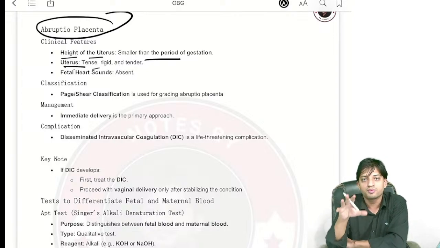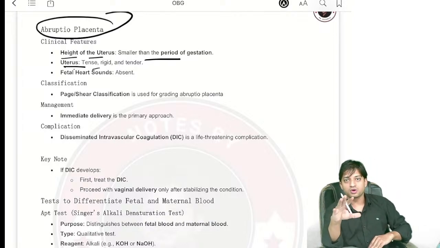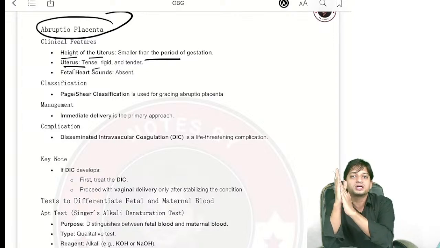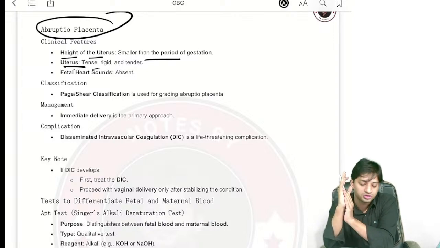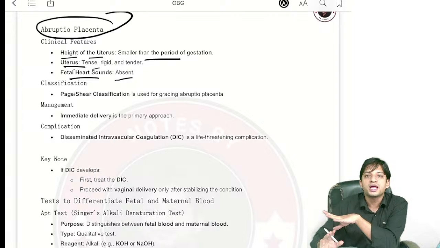Uterus here in abruptio placenta will be tense, rigid and tender, right? Abruption has already taken place of the placenta. Placenta can have partial separation, or complete separation. So according to that, you will find the uterus will be tender, rigid and tense. Fetal heart sounds will be absent.